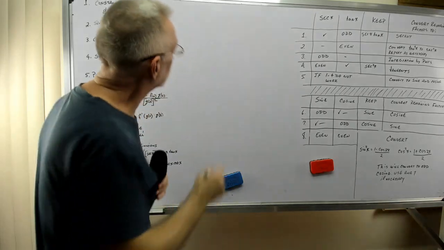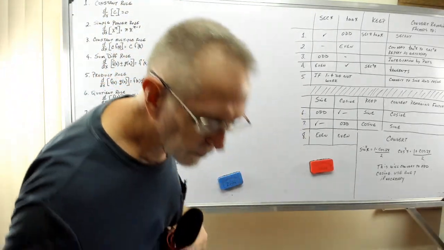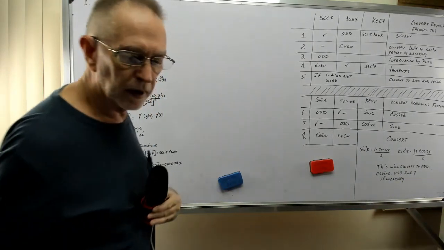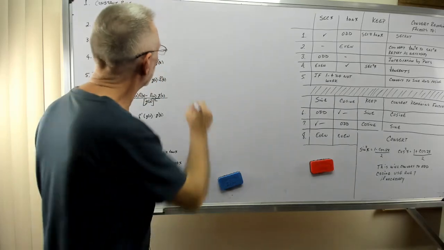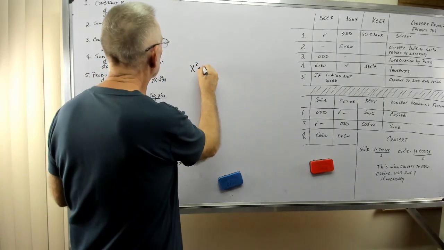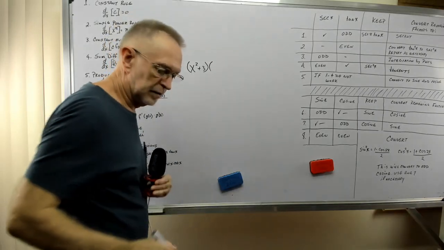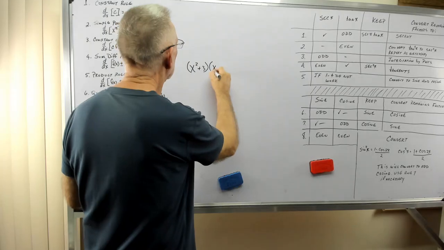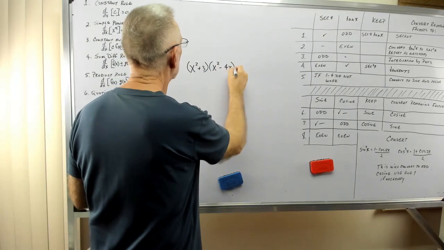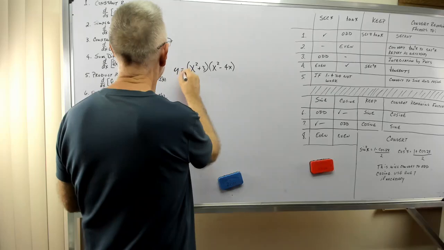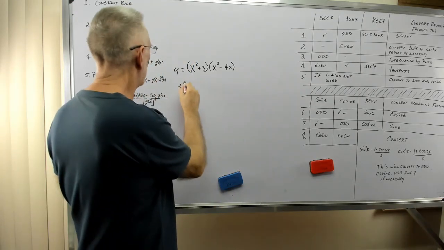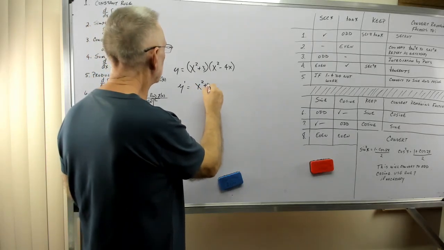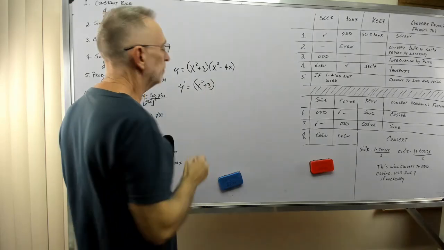x squared plus 3, my eyes are not the best in the world, times x squared minus 4x. We'll say that's y equals that. Y prime, the derivative, is the first function, x squared plus 3, times the derivative of the second one.